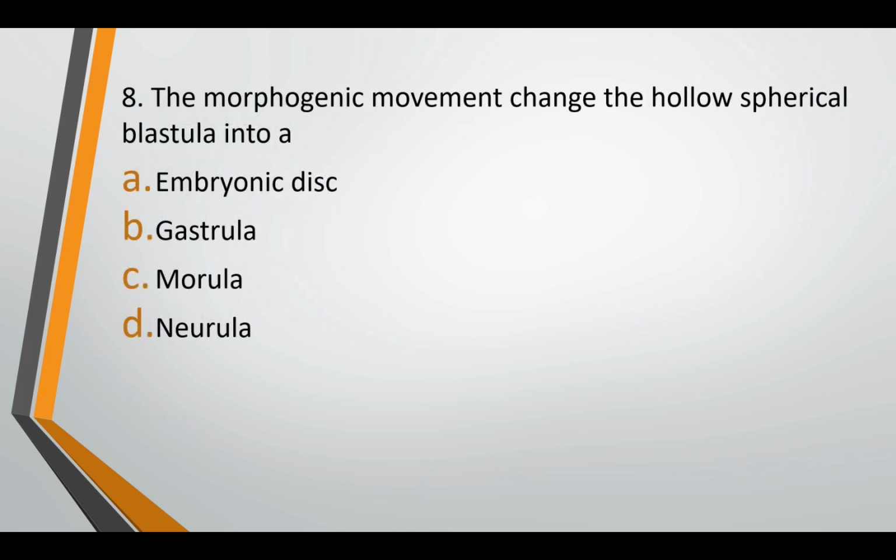Question number 8. The morphogenic movement changes the hollow spherical blastula into option A. Embryonic disc, option B. Gastrula, option C. Morula, or option D. Neurula. Morphogenic movement changes the hollow spherical blastula into. The correct answer is option B. Gastrula, and this process is known as gastrulation.